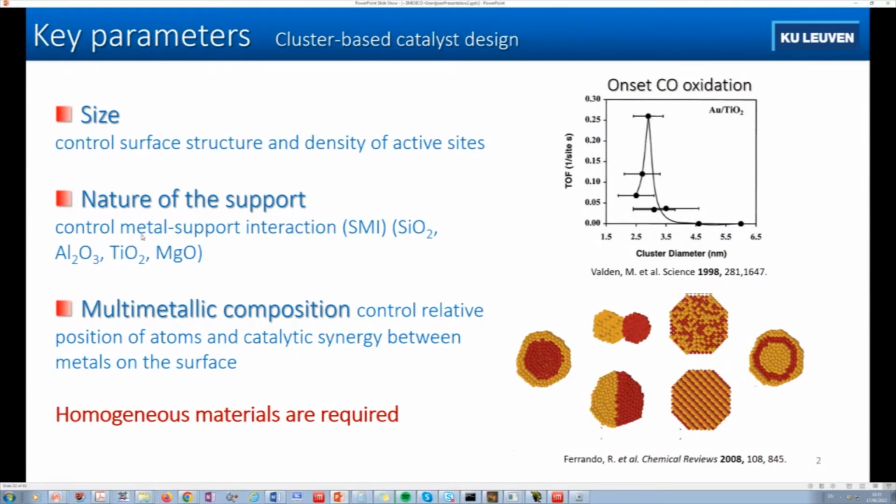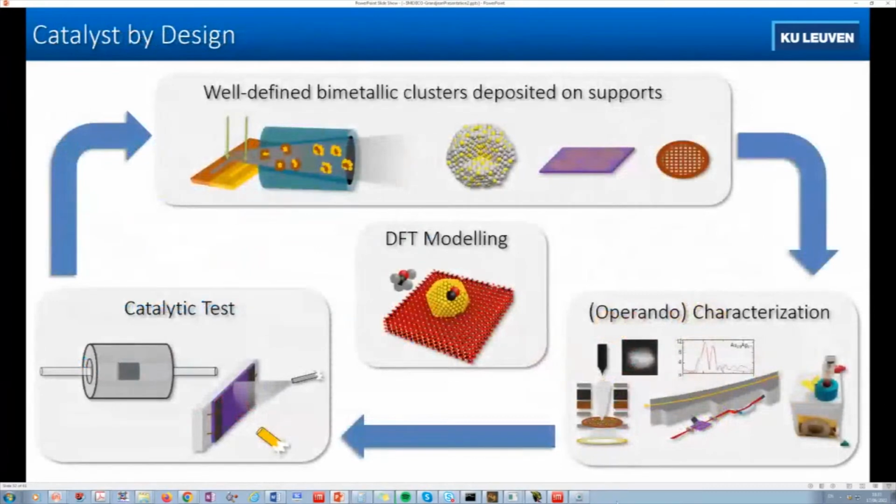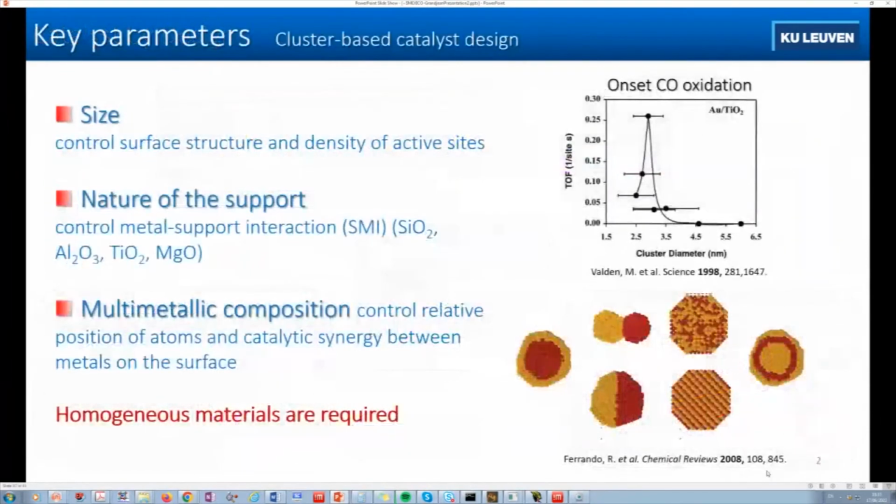Then the nature of the support, because you have the support interaction with SiO2, especially with TiO2. And also what is important when you're doing bimetallic clusters, because that's what we want to do. We want to use bimetallic. So the problem with bimetallic is that, actually, from far away it looks like you have two metals, but you can have very different distributions. You can have Janus, you can have alloy, you can have core-shell. This was computed by Riccardo Ferrando, but I guess most of them can exist.